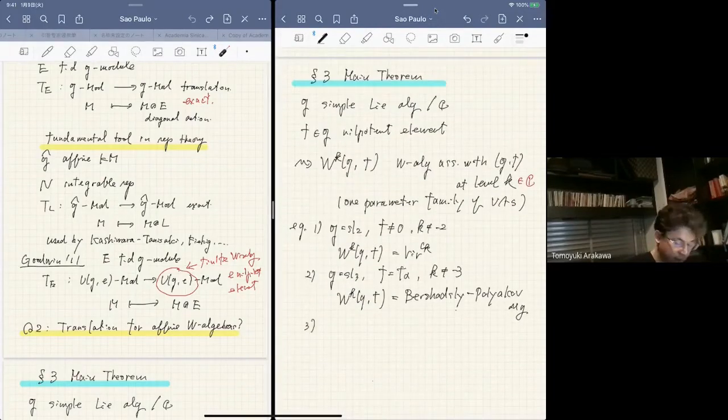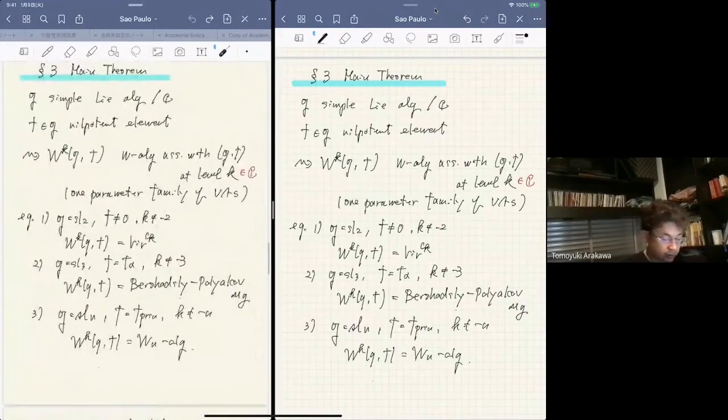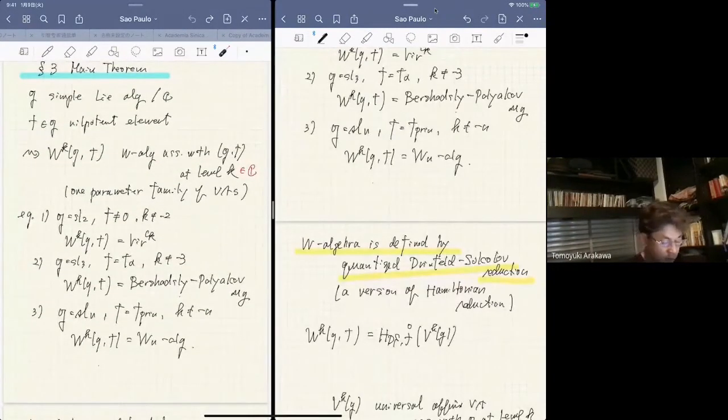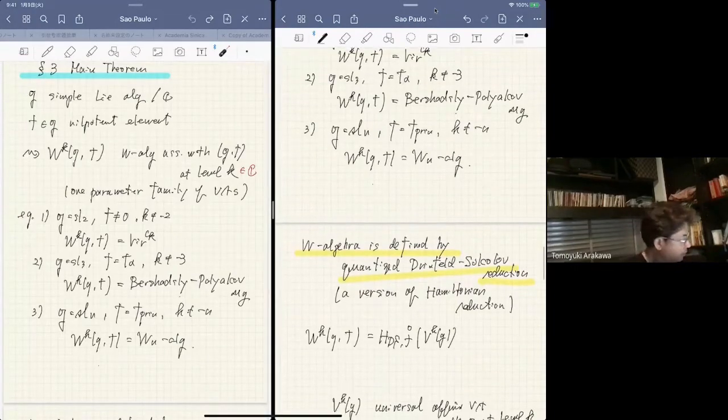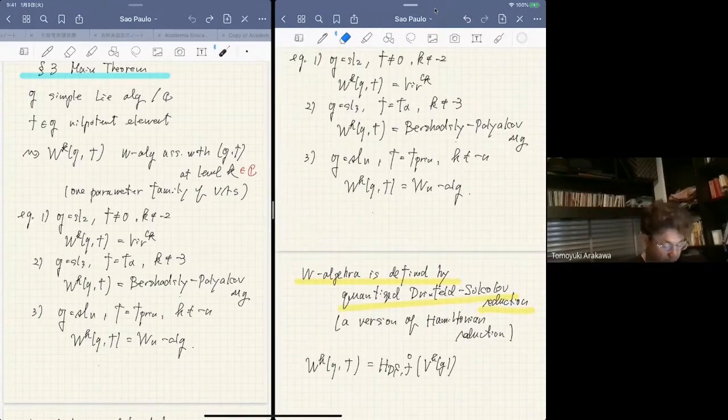And for G equals SLN, if it is the principal nilpotent element, and K is not critical level, then this W-algebra is the WN algebra that appeared in the AGT conjecture. And it's not so easy to explain the definition of W-algebra.